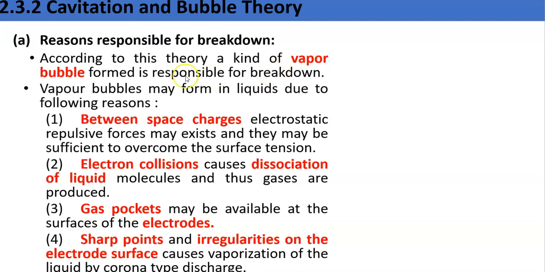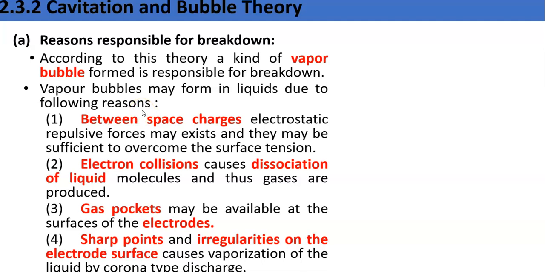So that is globule. And when gas is there, vapor bubble is there, it will be bubble theory. Okay. So cavitation and bubble and globule theory. So vapor bubbles may form in liquids due to the following reasons. Now why will vapor bubbles be there in liquid?